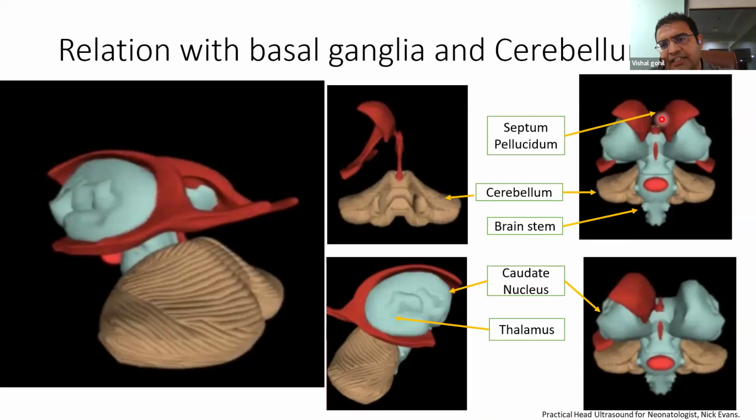If it is a preterm, then it is always filled up with water or fluid. Not water, but fluid. That's why we call it a cavum septum pellucidum. And just above that one, there would be your corpus callosum. Okay? So we'll discuss further.